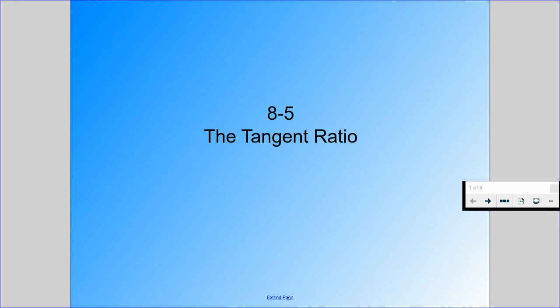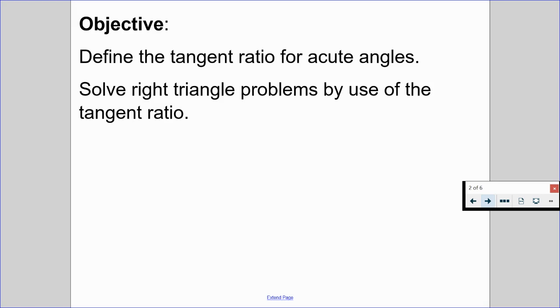In this video, we are going to be going through Chapter 8, Section 5, titled The Tangent Ratio. This is the first of three different ratios that we will be talking about moving forward. By the end of this video, we should be able to define the tangent ratio for acute angles, as well as solve right triangle problems by use of the tangent ratio.